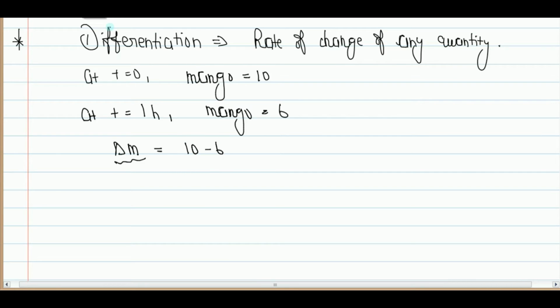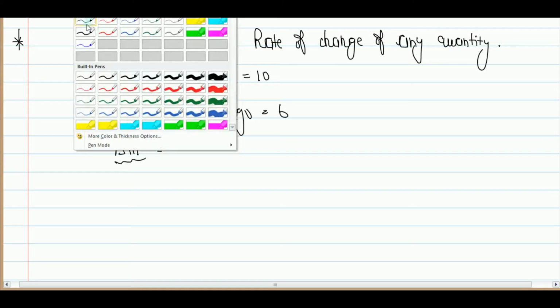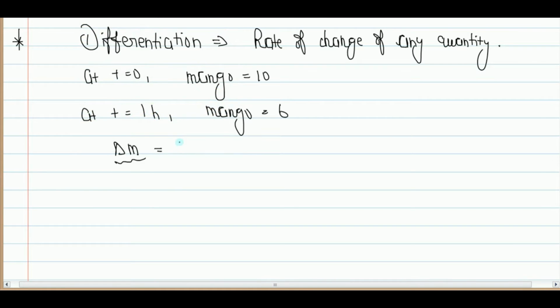Let me do it like this. The change is the final number of mangoes minus the initial mangoes. So the change is 6 minus 10, equal to minus 4. Minus 4 means 4 mangoes have been consumed already.